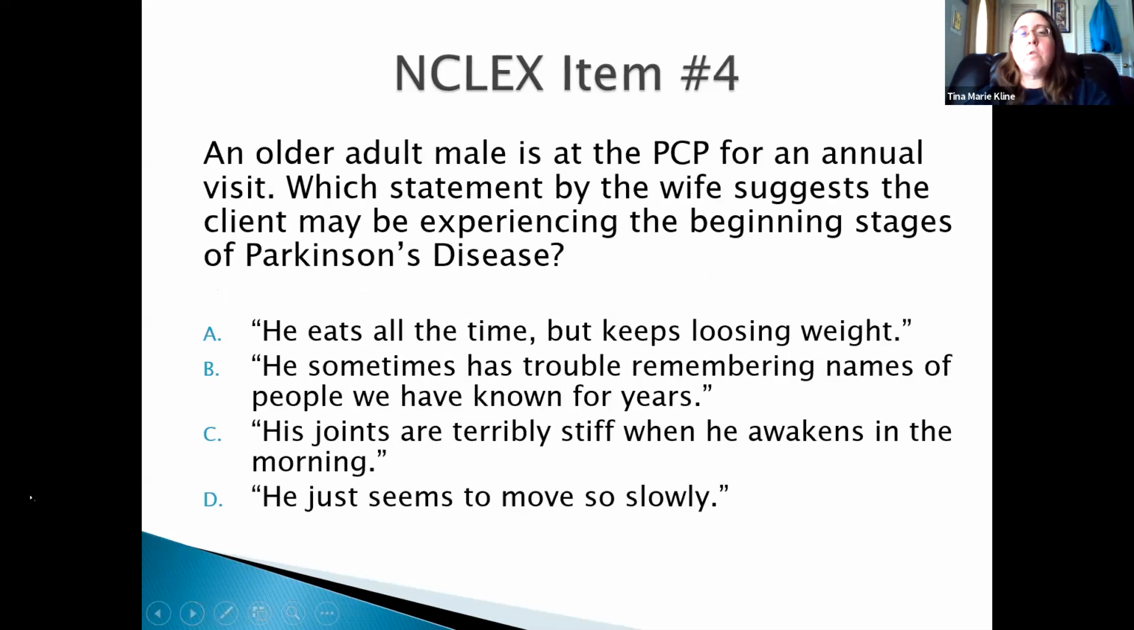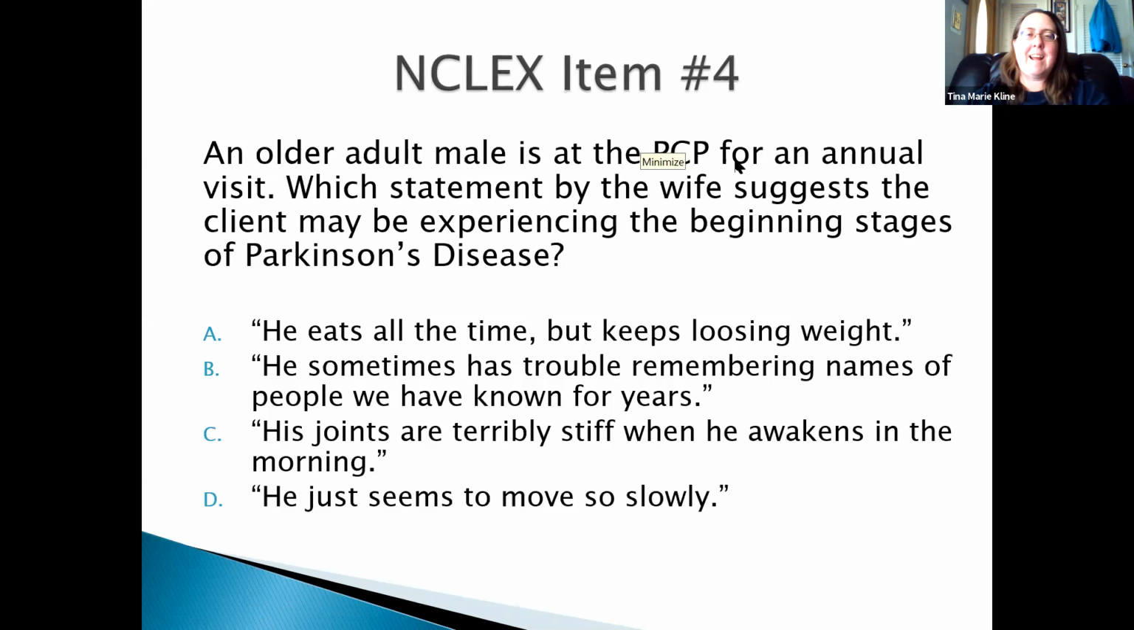All right. An older adult male is at the primary care provider for an annual visit. Which statement by his wife suggests the client may be experiencing the beginning stages of Parkinson's? Let's take a look at the options there. What do you know about Parkinson's? Oh, I wish I could do that: he eats all the time but keeps losing weight. No, he has trouble remembering the names of people we've known for years. Joints are stiff, he moves so slowly. Let's see what we got here. I see a lot of D's. You definitely know your Parkinson's disease.